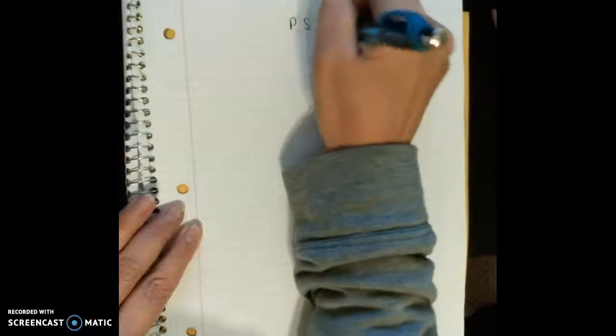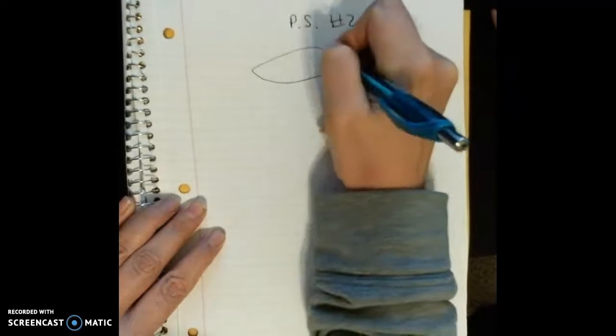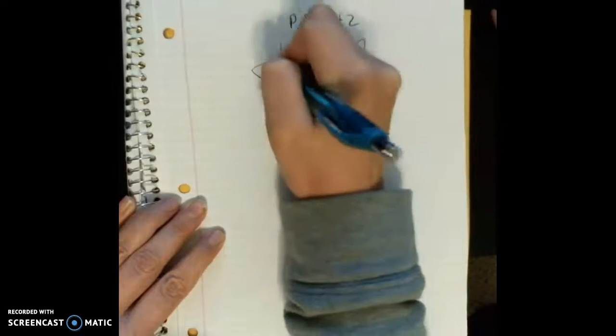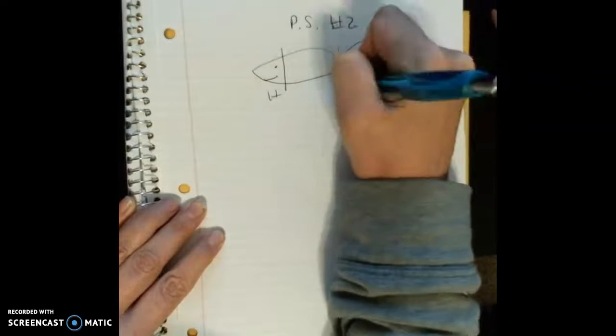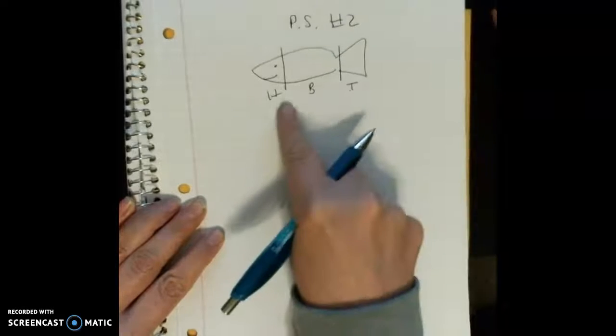Okay, so we're going to look at problem solving sheet number 2, and I'm going to draw a fish, and again, some of you are super artistic, but not me. So here we have the head. In the middle, I'm going to put a body, B, and then I have my tail, T. So I have H, B, and T.